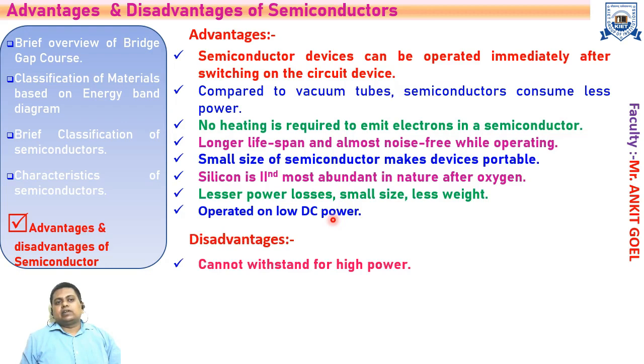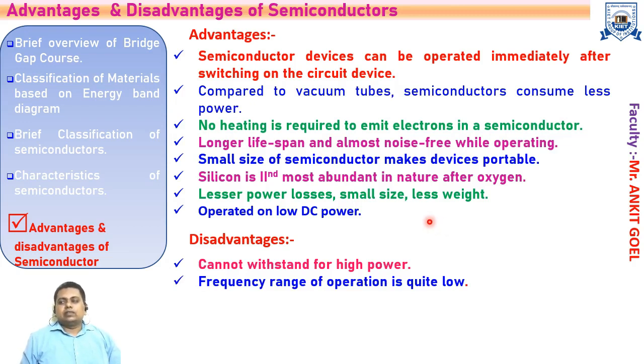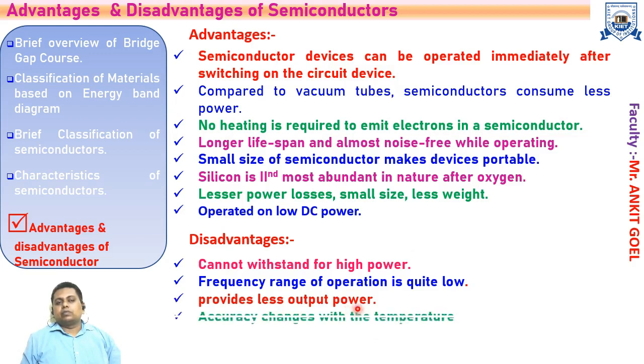What are some of the disadvantages? It cannot withstand high power; it has power limitations. Also, the frequency range of operation is not sufficient; we have a limitation on the frequency range of operation. The power is also finite; we have a limited amount of output power available. And also the accuracy will change, as it is a temperature dependent quantity. The behavior of the semiconductor changes with temperature, so the accuracy changes with temperature.